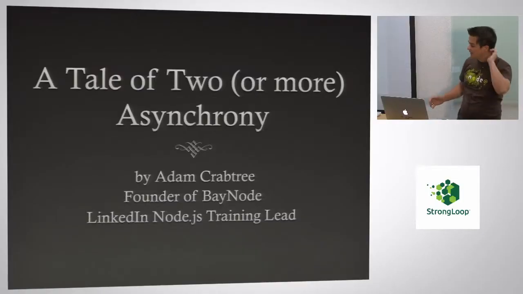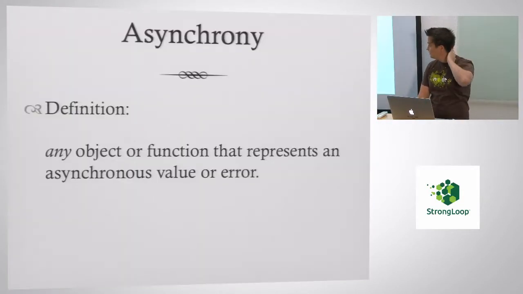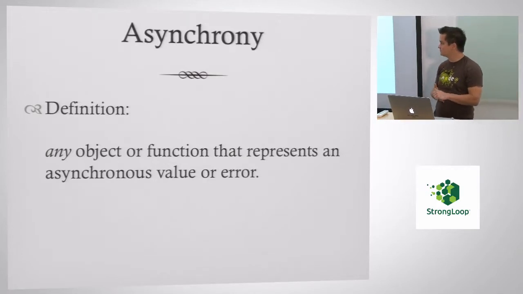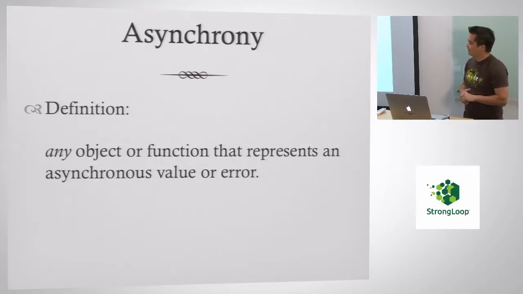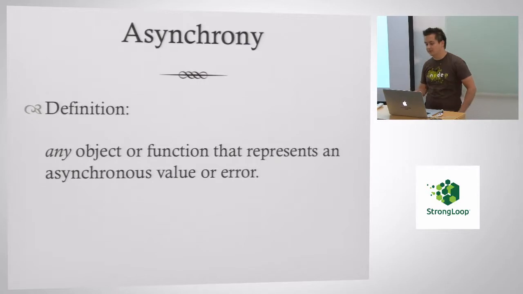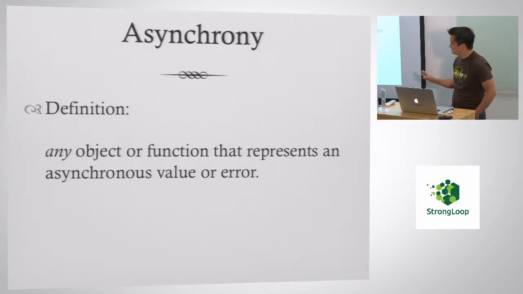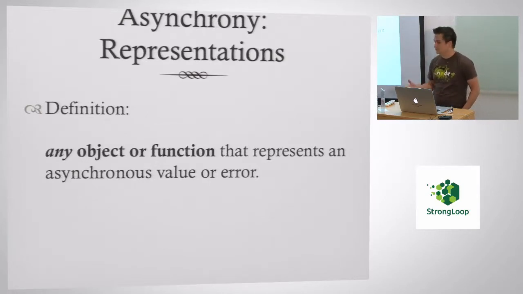Okay, so my talk, a little cheeky, is a tale of two asynchronies. When I use the word asynchrony, it's not a common word that a lot of people use. It's really mostly mentioned if you're a control flow library developer. When we talk about asynchrony, we're talking about an object or function that represents an asynchronous value or error. I'm going to break this down into two halves. The first half is any object or function, so essentially the representation portion of the asynchrony.